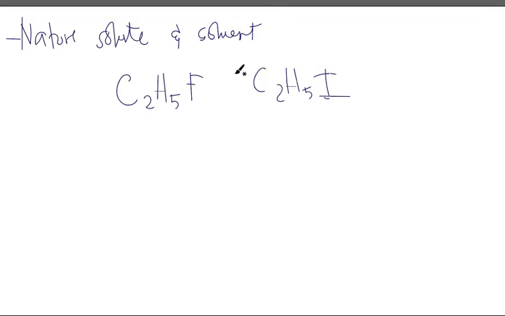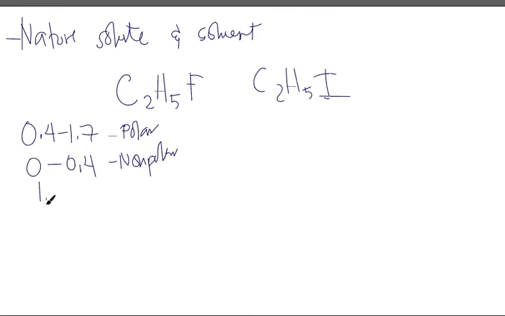You will have a table that has the electronegativity of each element, so you'll be using that table to determine the electronegativity. Remember the bond polarity, or the electronegativity difference: if the difference is 0.4 to 1.7, it means that the bond is polar covalent. If it is 0 to 0.4, that's nonpolar. If it is 1.7 and above, that is ionic.